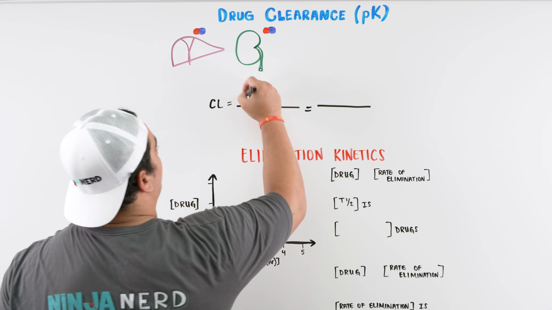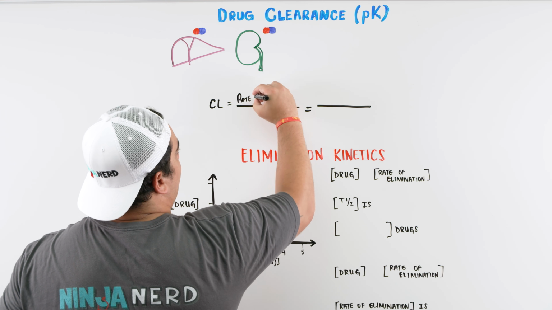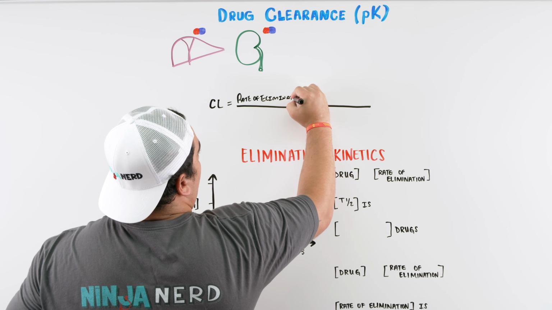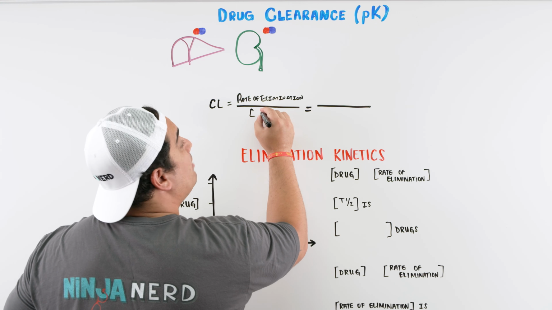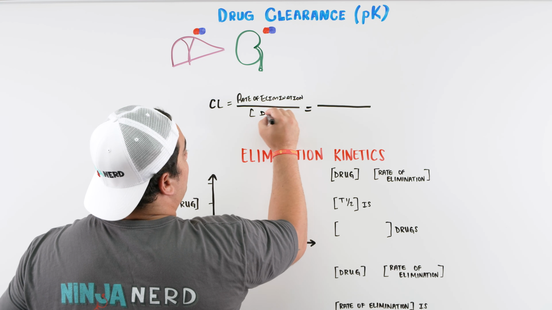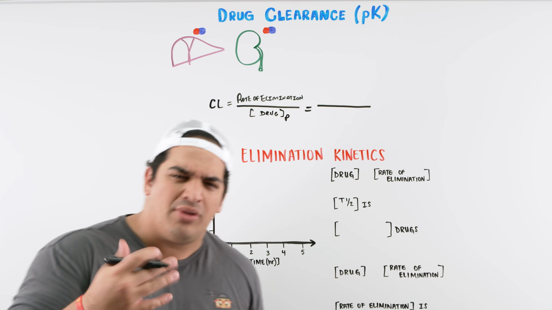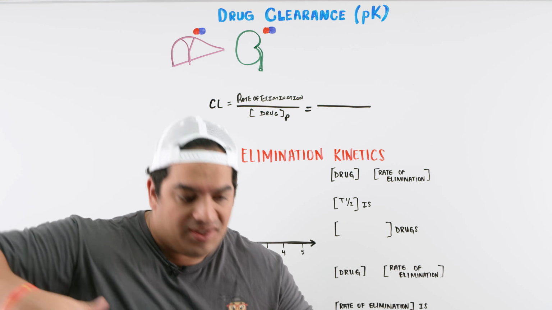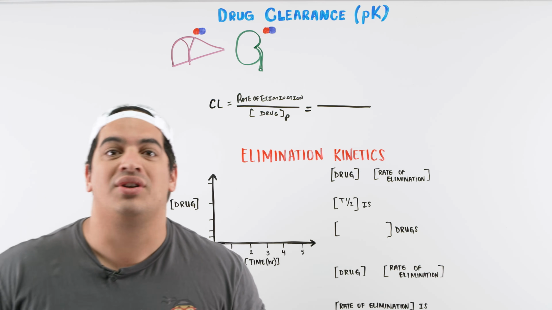But what I want you to remember is that clearance is equal to the rate of elimination divided by the concentration of the drug within the plasma. That is how we define clearance. We can further define it as the volume of plasma that's cleared of a drug per unit time. So it's volume per time.